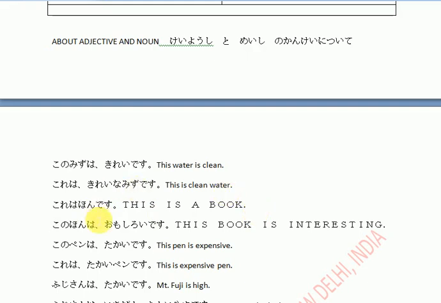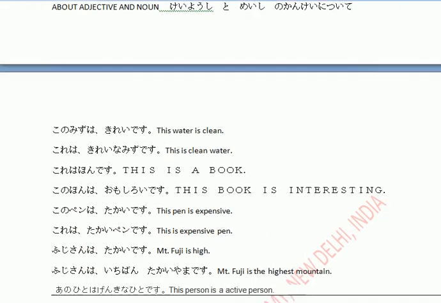Some of the examples like これは本です。This is a book. この本は面白いです。Now, this book is interesting, but い adjective, if there is noun, it stays as it is. 面白い本, interesting book. な adjective, you have to put な also, but い adjective as it is. 面白い本. Like here, このペンは高いです。This pen is expensive, but if I put a noun, like suppose pen, so like here, これは高いペンです。This is an expensive pen.